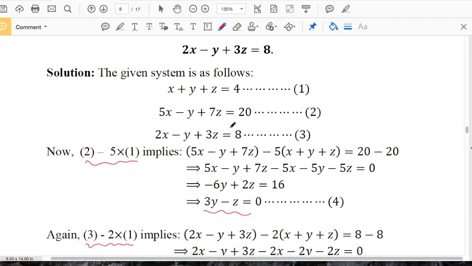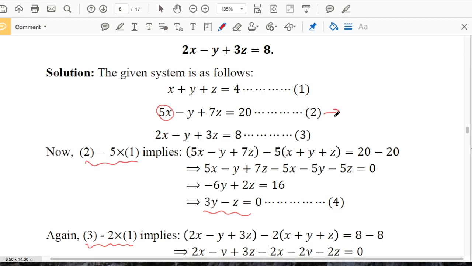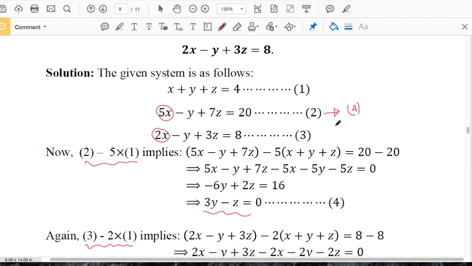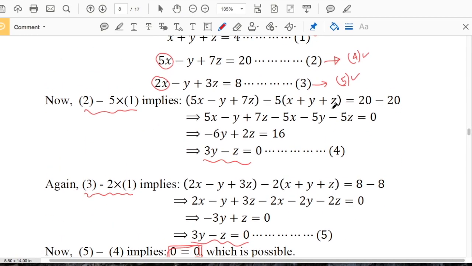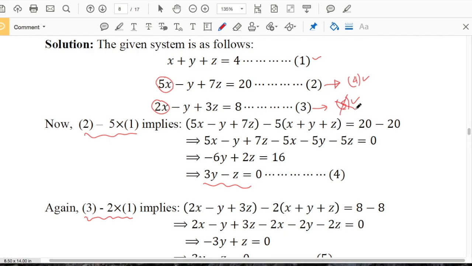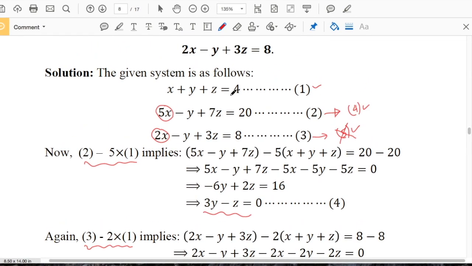So what we get here: equation 1 we did not do anything. We are trying to eliminate x from equation 3, and equation 2 in that case converted to equation 4. And when we eliminate x from the third equation, equation 3 converted to equation 5. So now you have equations 1, 4 and 5 in your hand, but 4 and 5 are exactly the same equation, so forget about equation 5. It means you have two equations in your hand.